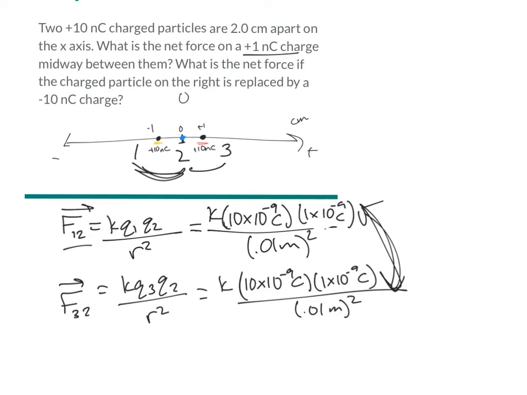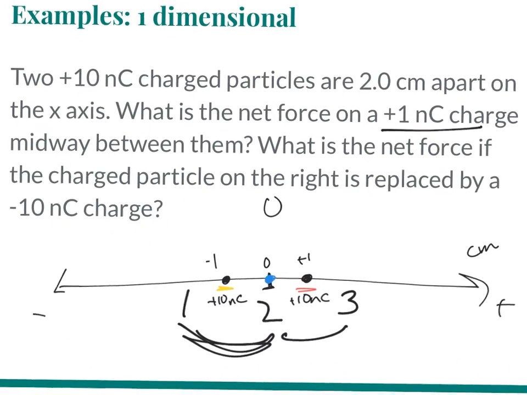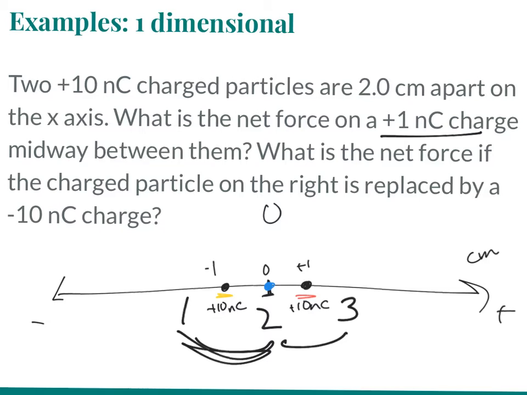The last thing we have to look at is the direction. We're going to zoom back in. The direction is based on the charge, whether it's positive or negative. All of these charges are positive, so they're all repulsive. From charge 1 on charge 2, there's a force pushing it away, and from charge 3 on charge 2, it's also pushing it away. These two forces we just calculated are equal, so the net force, since they're equal and opposite, is just going to be 0.